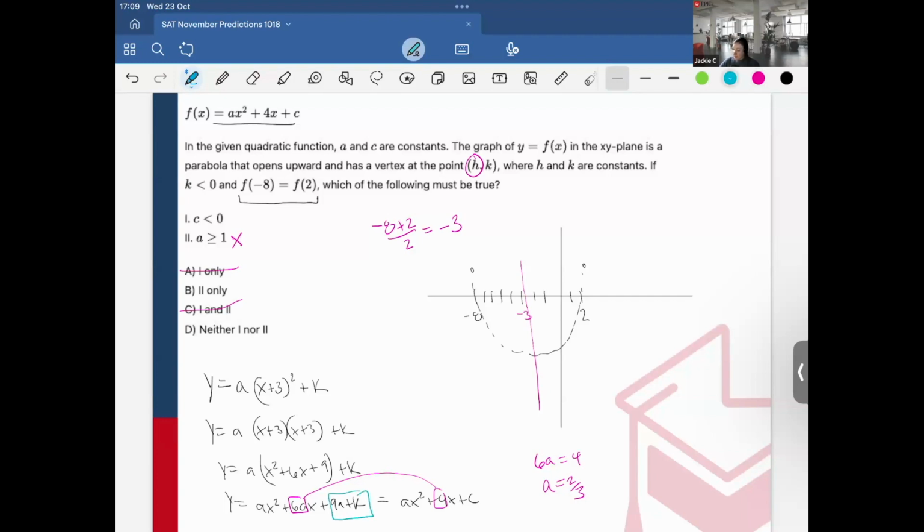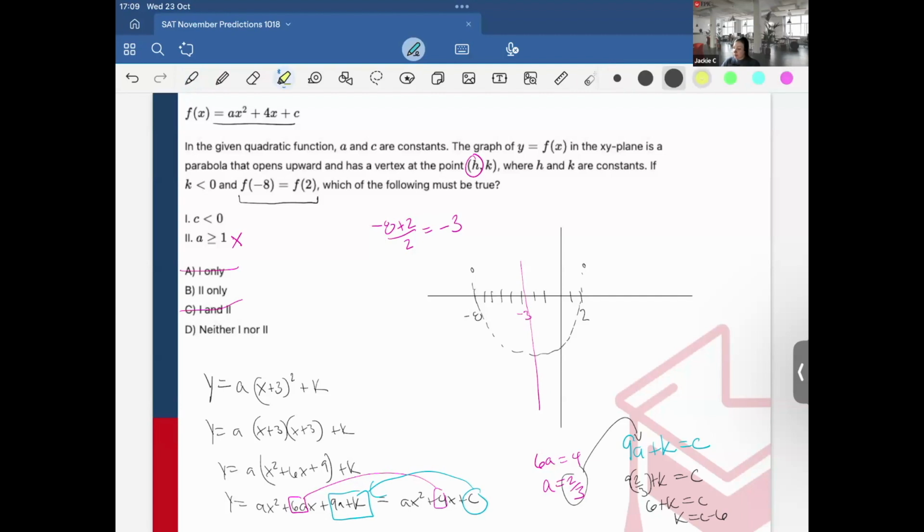Likewise, I know the c value here would correlate to 9a plus k is equal to c. And we can go ahead and substitute in the a from here. So 9 times 2/3 plus k is equal to c. So this will be 6 plus k is equal to c. So k is equal to c minus 6.